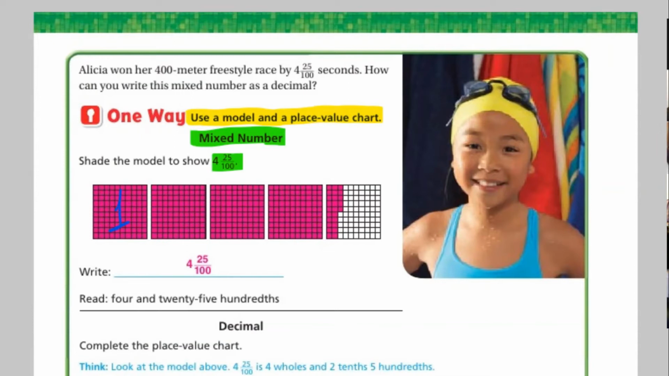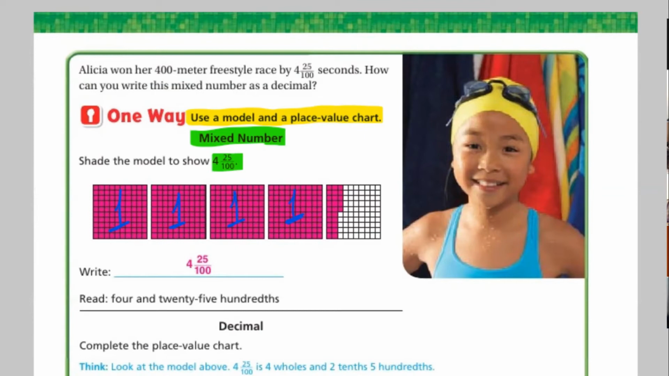So we have one whole, and another one whole, and another one whole. So the whole number will be 4. The next square, okay? How many small squares are shaded here? How can we know? If you count the number of completed columns, how many completed columns do you see here?